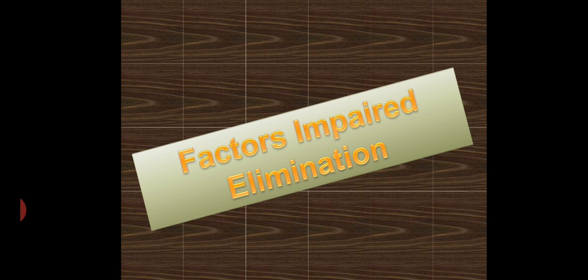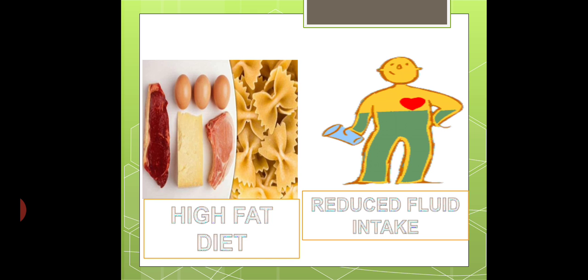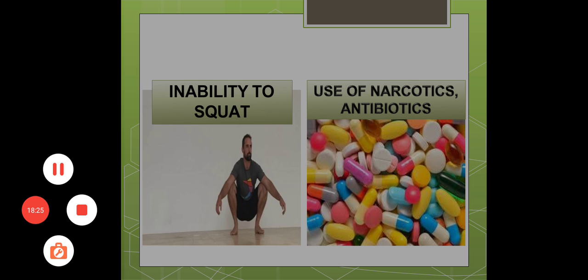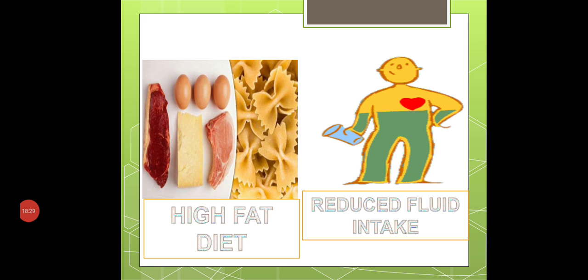So see, the things which we have seen here are the factors impairing elimination: emotional stress, lack of time, high fat diet, reduced fluid intake, inability to squat, use of narcotics or antibiotics. They are the factors which affect your body's bowel elimination.